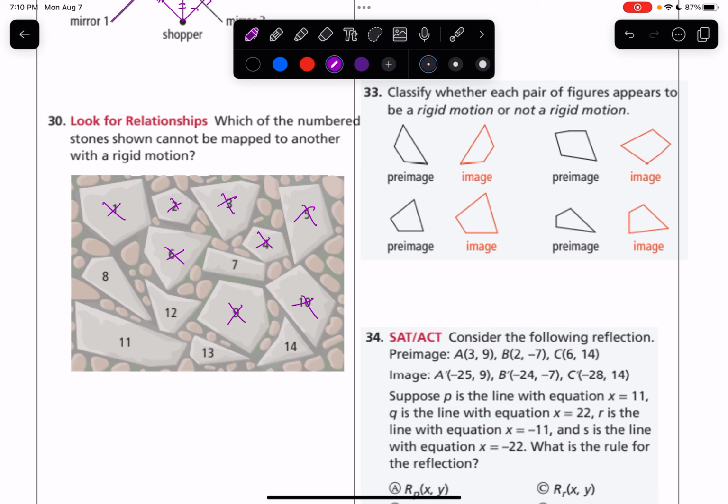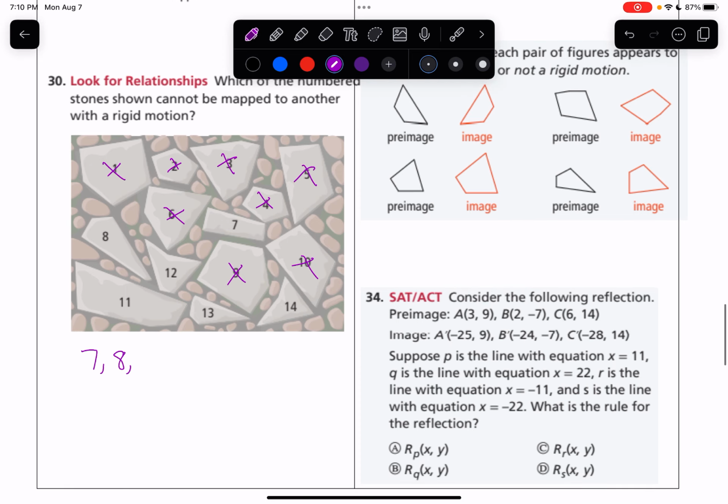7 doesn't have the same shape buddy, so 7 is one that we need to write down on here. 8 also doesn't have a buddy of the same shape, so 8 goes down there. 9 we covered, 10 we covered, but 11, 12, 13, and 14 are all unique shapes as well. So 11, 12, 13, and 14 go on here as well. That's all this question is asking us.